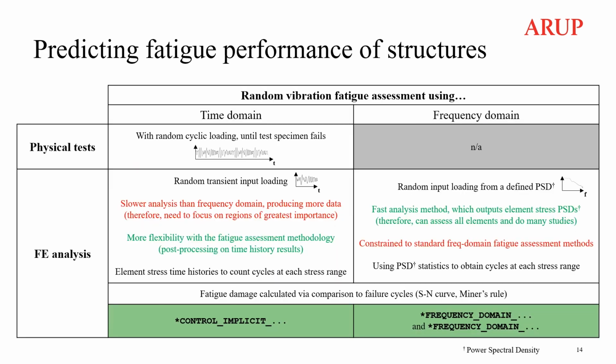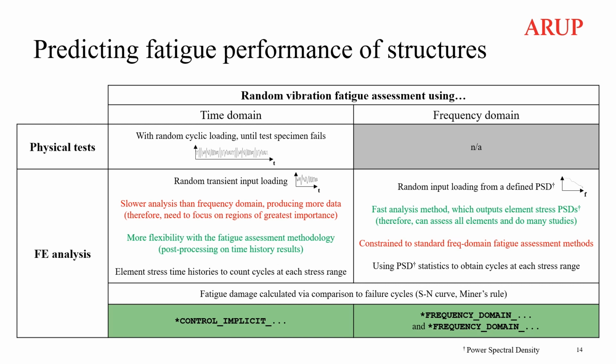Physical testing is naturally limited to the time domain, where a test specimen is given a random loading sequence until the specimen fails. With FE analysis, we can either apply a time domain input loading and receive time domain stress results for each element in the model, or apply a frequency domain input in the form of a PSD, power spectral density, and receive PSD stress results as output.